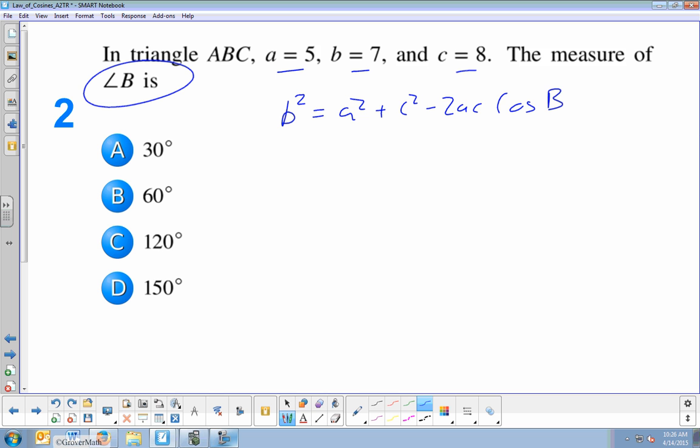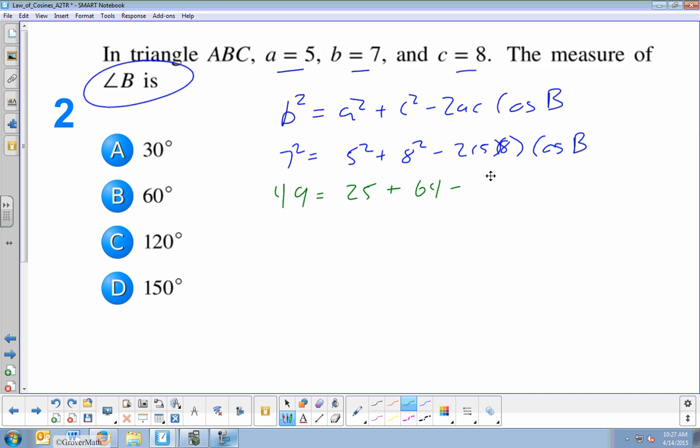Fill in what you have. That's 7 squared. A squared is 5 squared, C squared is 8 squared, minus 2 times 5 times 8 times cosine B. It has to stay cosine B because that's the one thing we don't know. All right, that's 49 equals 25 plus 64 minus 80 cosine B.